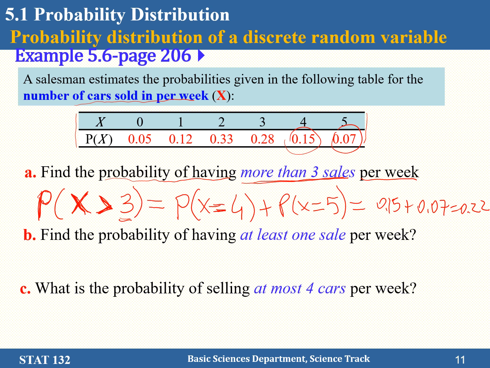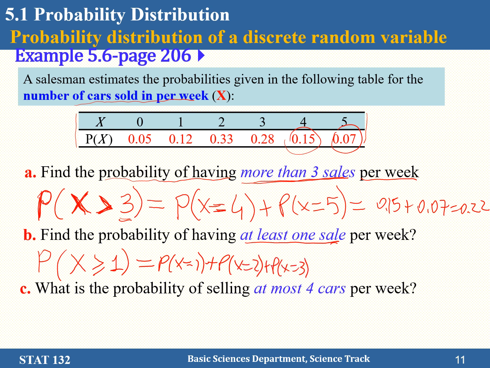Now, find the probability of having at least one sale per week. Okay, let's write it. Having at least one sale means the number of cars sold is at least one. It means more than or equal to one. So in this case, it might be equal to 1, it might be equal to 2, it might be equal to 3, it might be equal to 4, it might be equal to 5.